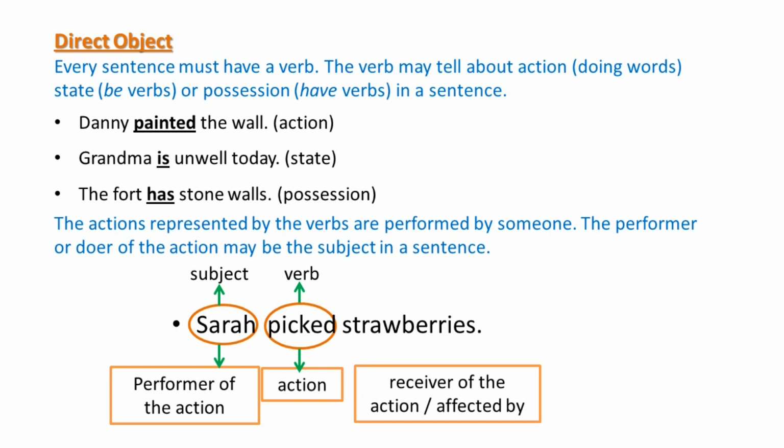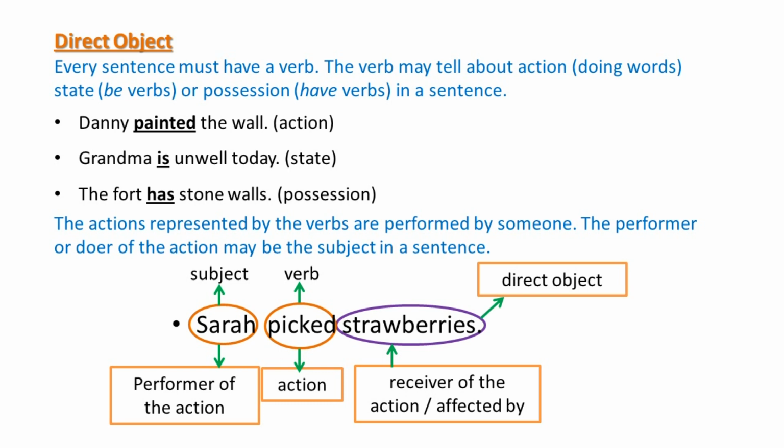And also there is a receiver of the action, or someone or something who is affected by the action. And here that someone or something is strawberries. We call this receiver of the action direct object. So in this sentence, the action conveyed by the verb picked is performed by the subject Sarah, and the action picked affects or is received by another noun, that is strawberries, and that is the direct object of the verb picked.